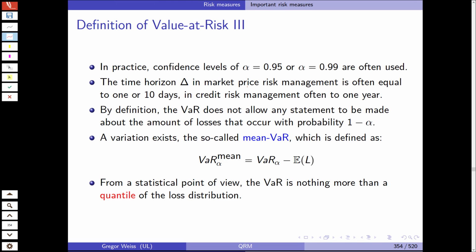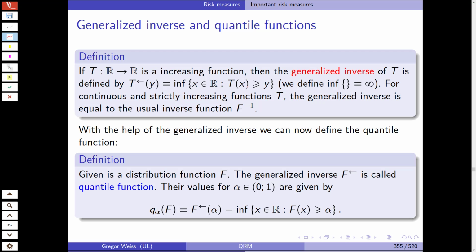So this is very important because many practitioners don't see this, don't understand this, and they only expect that VaR gives a lower bound for the losses. No, it gives a bound for the 1%, in contrast to 1 minus alpha percent, for example. You can also calculate a variation, the so-called mean VaR, which is simply the VaR minus the expected loss. But both, from a statistical point of view, are nothing but a quantile of the loss distribution.